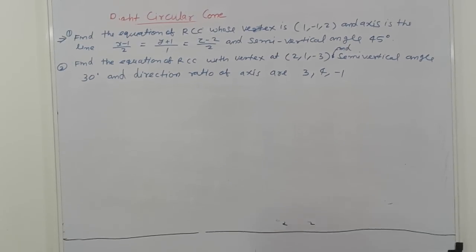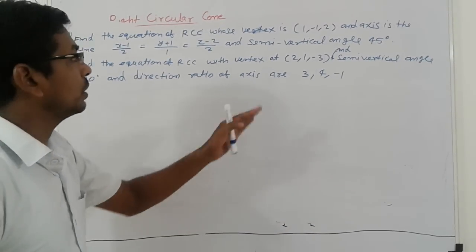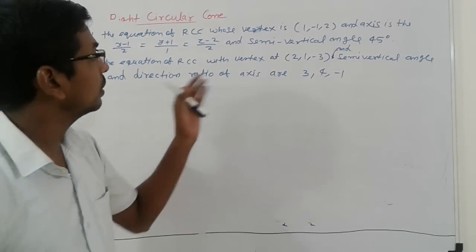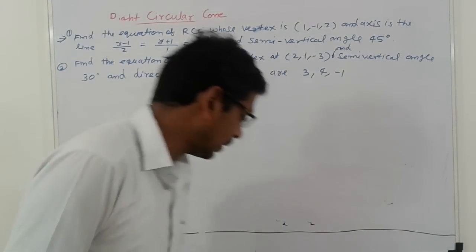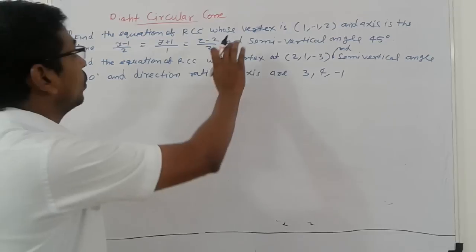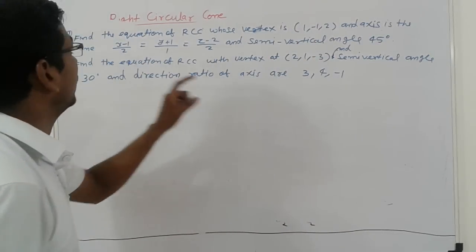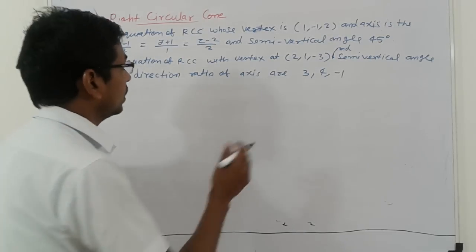So here I have taken two problems. Both are similar problems. I will solve one of them, and you try the other yourself. So first, here is given: find the equation of the right circular cone whose vertex is given, axis is given and semi vertical angle is given.